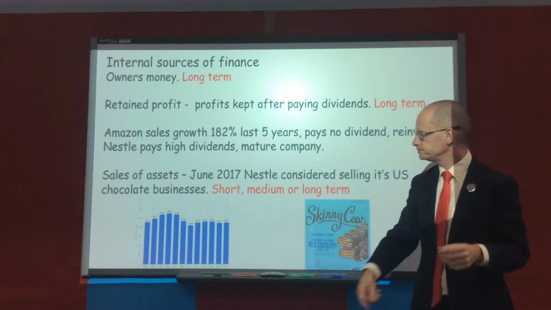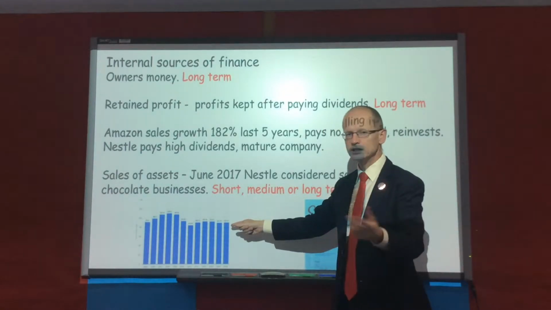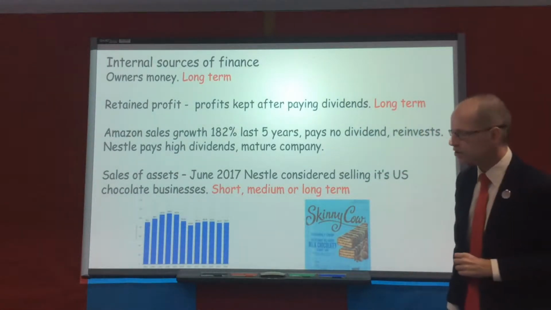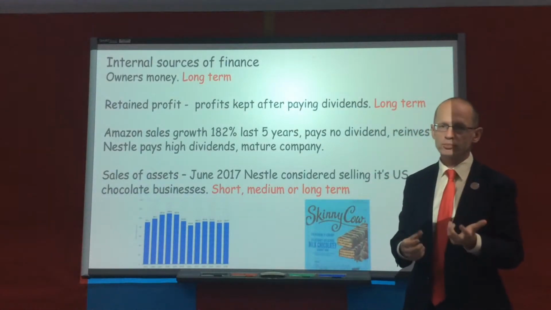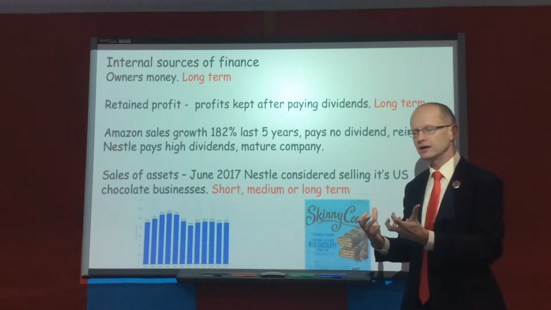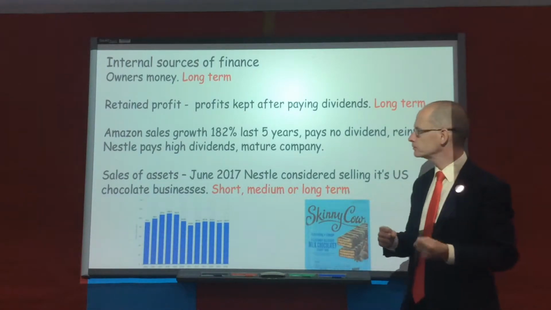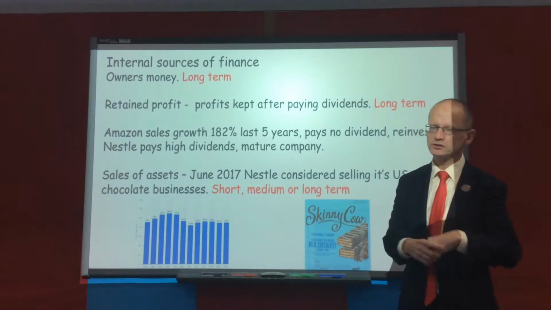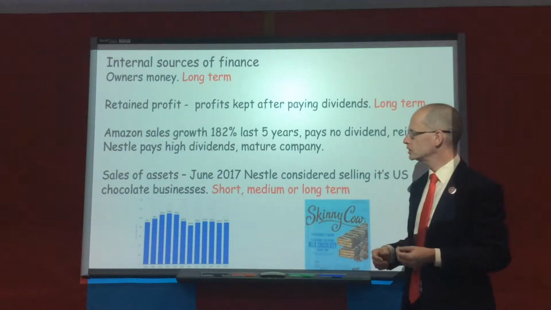Nestle, on the other hand, you can see Nestle sales worldwide in 2016 were about $90 billion. Nestle makes a lot of profit, all right? But they pay a lot of dividends as well, because they're a relatively mature business. They sell lots and lots of heavily branded processed foods.